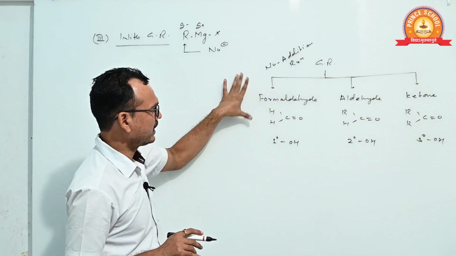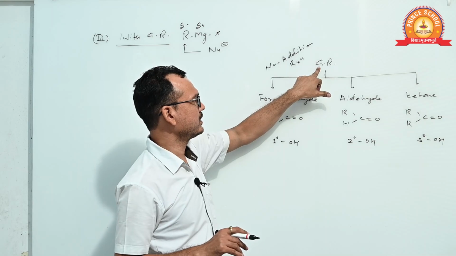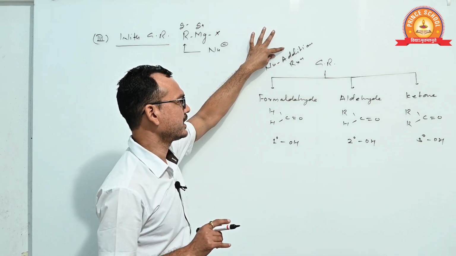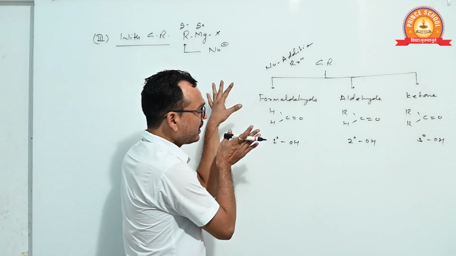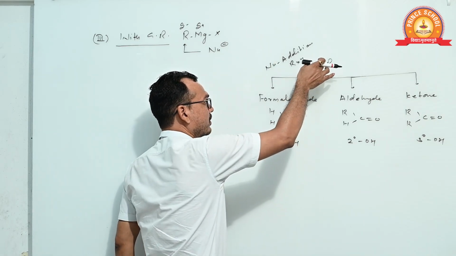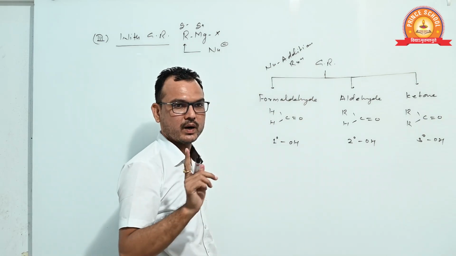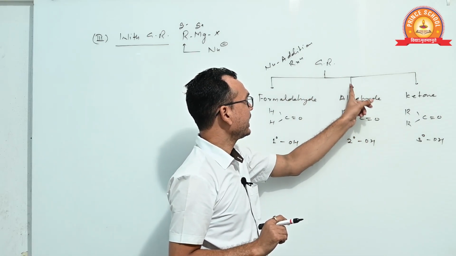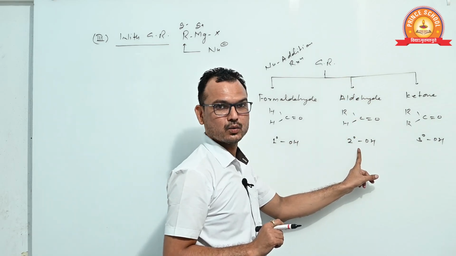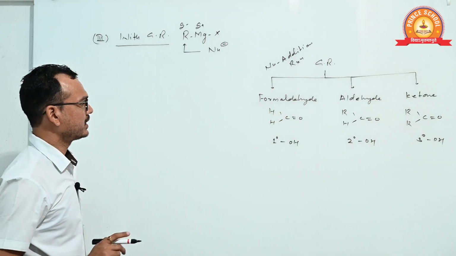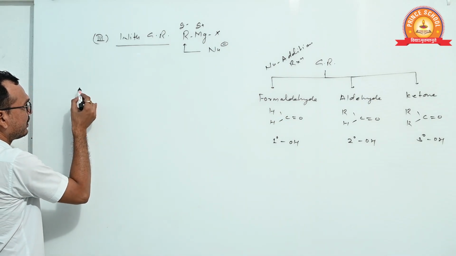Clear? We know that when a carbonyl compound reacts with GR, the mechanism of the reaction is nucleophilic addition. And you memorize: when formaldehyde reacts with GR, it gives the 1 degree alcohol. When aldehyde reacts with GR, it gives the 2 degree alcohol. And when ketone reacts with GR, it gives the 3 degree alcohol. Let's see the examples.